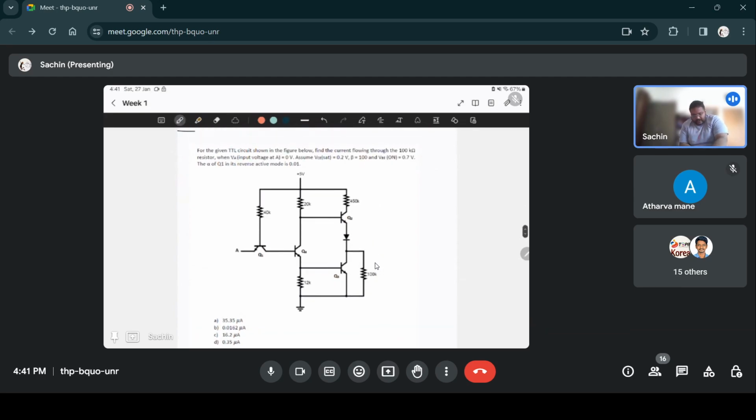Question 5. For the given TTL circuit, find the current flowing through the 100 kilo ohm resistor when VA, input voltage at A, is 0 volts. Assume VC saturation is 0.2 volts, current amplification beta is 100 and VBE on is 0.7 volts. The alpha of Q1 in its reverse active mode is 0.01.